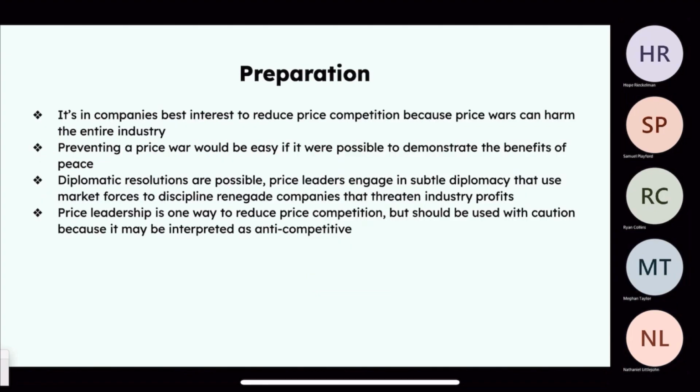Companies should always be looking for a way to reduce price competition, as it can have a negative effect on the entire industry. Preventing a price war would be easy if it were possible to demonstrate the benefits of peace. Diplomatic resolutions are possible, as price leaders engage in subtle diplomacy that uses market forces to discipline renegade companies that threaten industry profits. Price leadership is a great way to reduce price competition, but it should be used with discretion, as it may be viewed as anti-competitive.